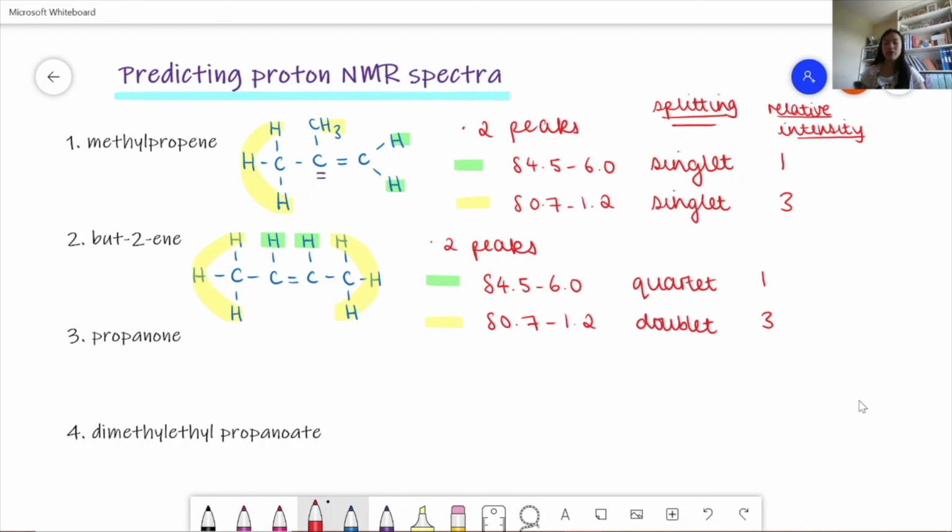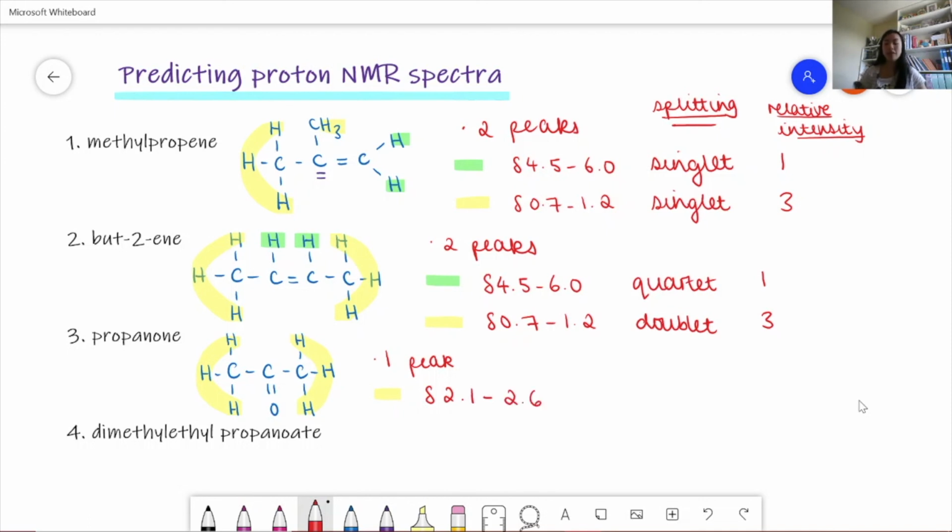And now looking at propanone, so again, we do exactly the same thing. So we have CH3, and then C double bond O, and then CH3. So again, this is a symmetrical molecule, and so these 6 hydrogens will all be in the same environment. And so that means we only get 1 peak for this spectrum. And so for this peak, we have that these hydrogens will have a ppm value between 2.1 and 2.6.